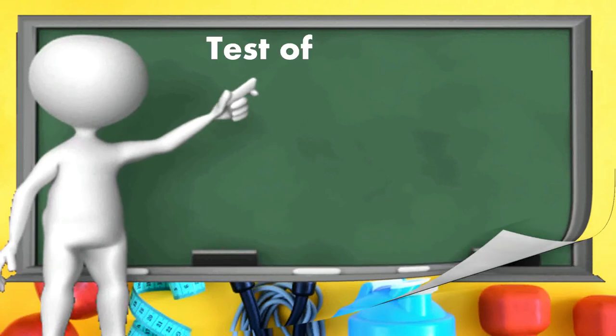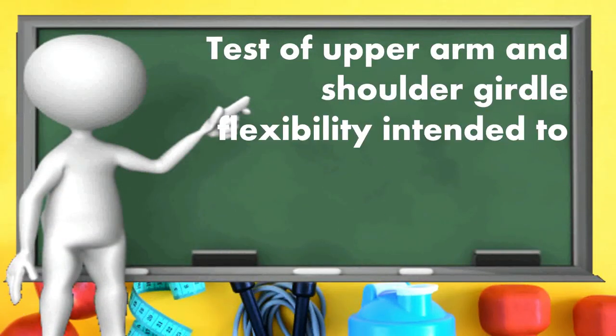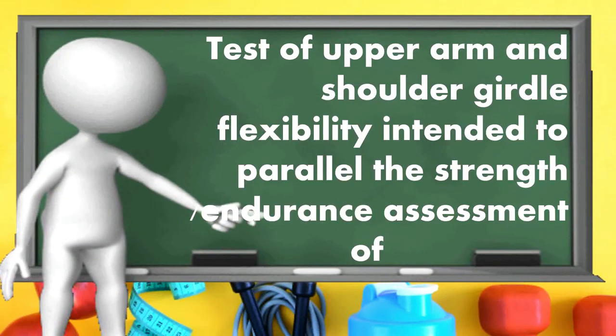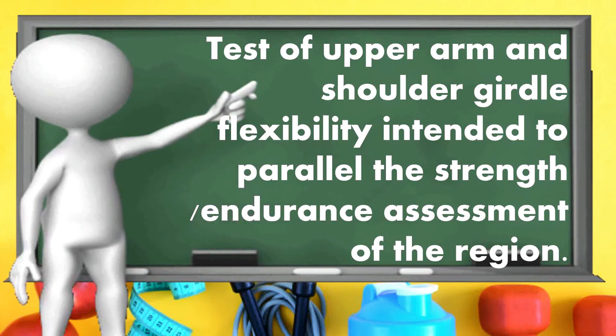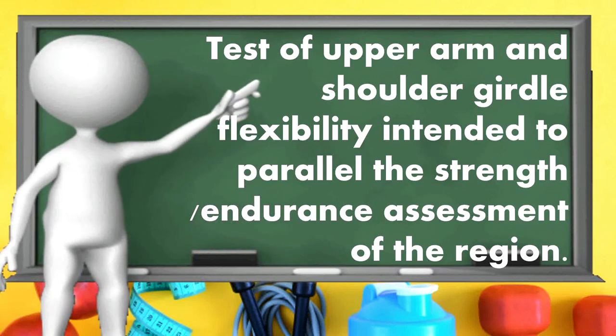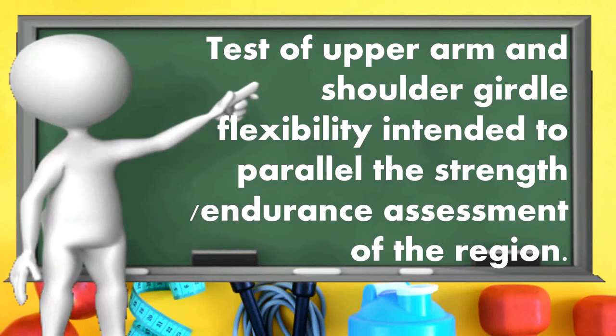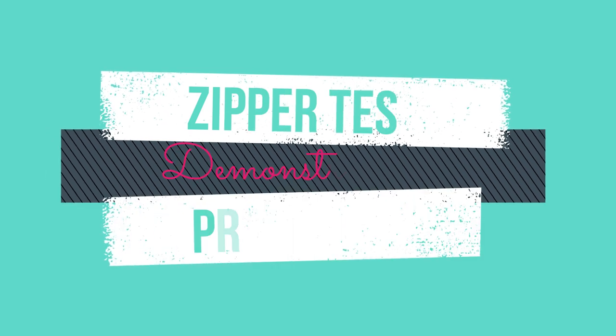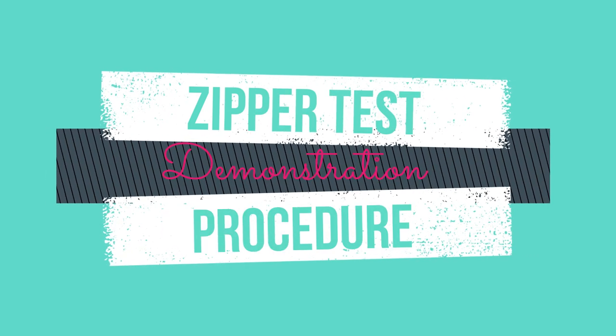Zipper test. Zipper test is a test of the upper arm and shoulder girdle flexibility intended to parallel the strength or the endurance assessment of the region. This is how zipper test is performed.